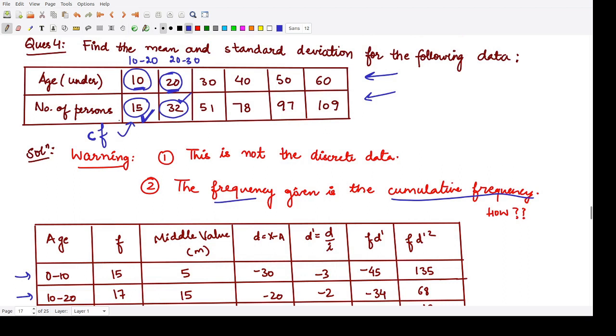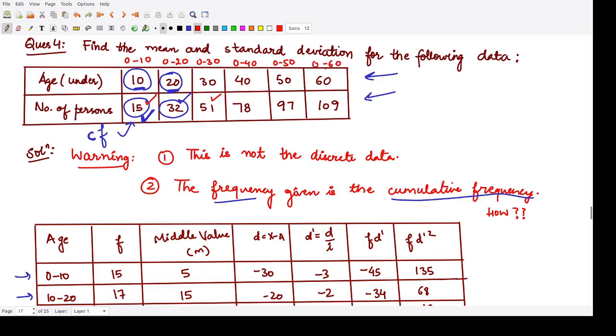Here we are given this quantity. So here they have given to you that the people under age 10, so that means 0 to 10 age, this interval has people 15, and they are given age under 20, that means 0 to 20 the number of people are 32. Here it is given under age 30, so that means 0 to 30 it is given 51 and so on, 0 to 40, 0 to 50 and 0 to 60.